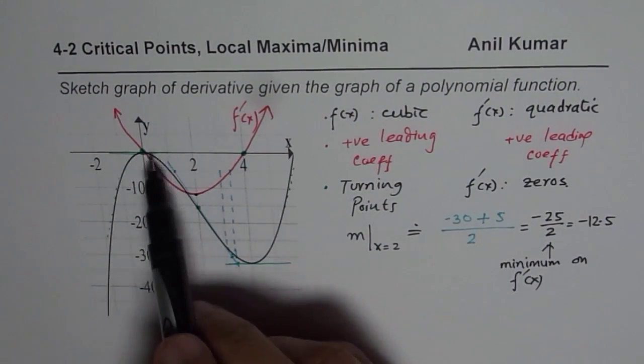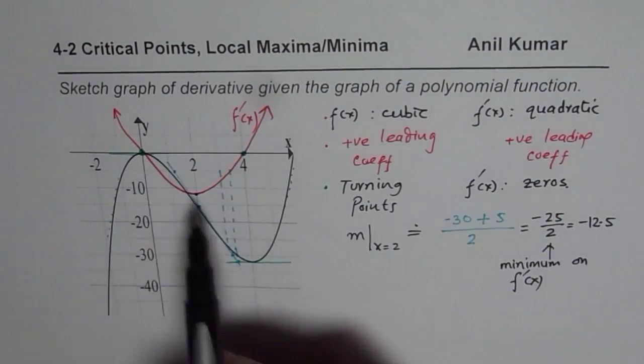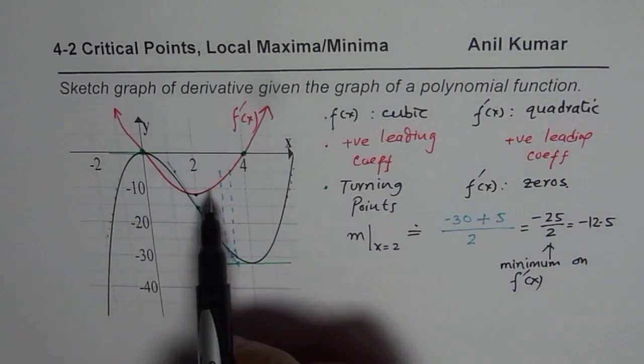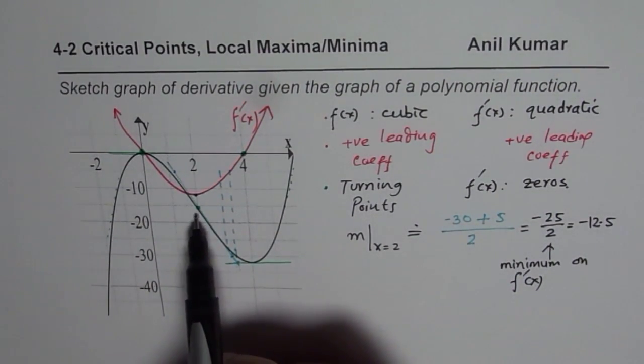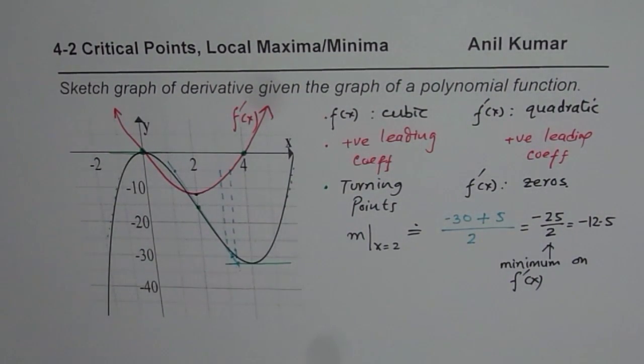So knowing these two x-intercepts from the turning points of the function, and the minimum by finding the slope midway between them, we could sketch the graph of the quadratic function, which is fairly accurate, right? That is how you can sketch the graph of the derivative, especially for a cubic function, as we have shown here. I hope that helps. Thank you, and all the best.